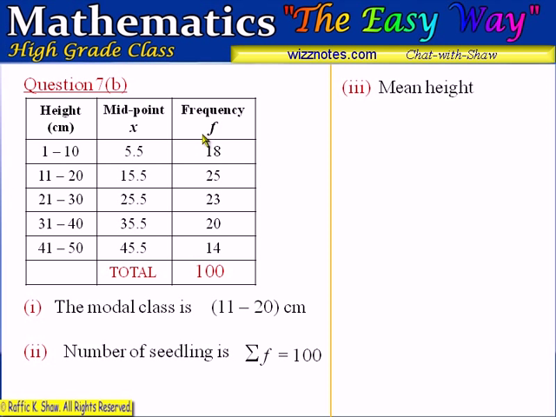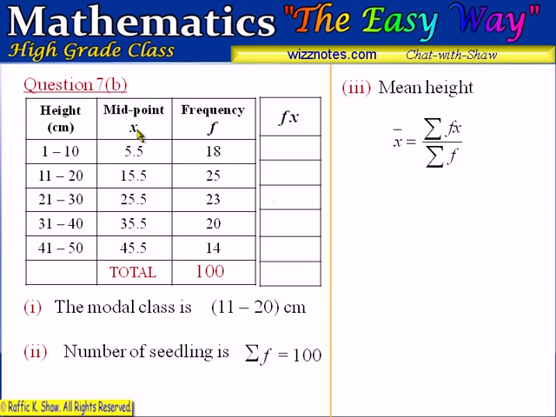So we need a column where we calculate the sum of the heights in this first group, the sum of the heights in this second group, and so forth. The formula for the mean is the sum of the frequency times x, the midpoint value, divided by the number of seedlings, which is the sum of the frequency. So we need a column for frequency multiplied by x, the midpoint values. We put that column in, and then we do the calculations for each group.